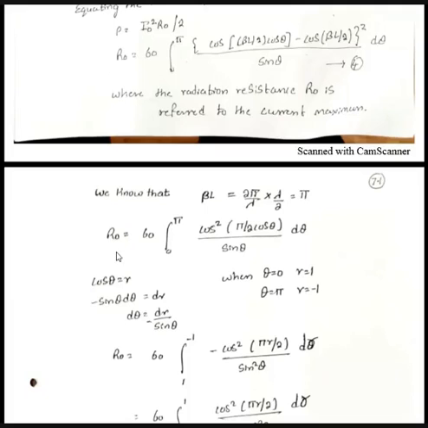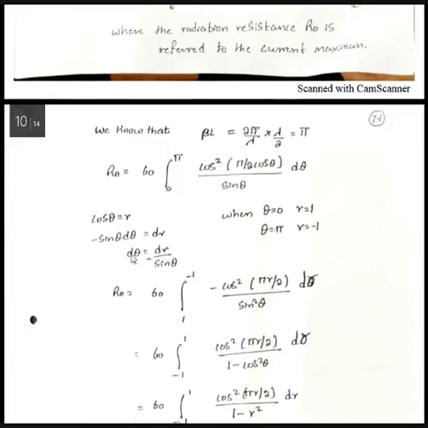So now what is remaining? R naught is equal to 60 into the integral from 0 to pi of cos squared (pi by 2 cos theta) divided by sin theta. Now I have to simplify again. Let r equal cos theta. If you differentiate, you get minus sin theta d theta equals dr, so d theta could be written as minus dr divided by sin theta. If we put theta as 0, r is equal to 1. If we put theta equal to pi, r is minus 1.